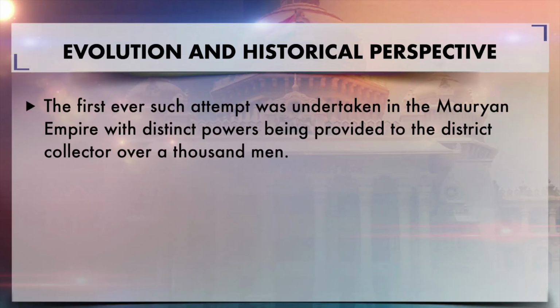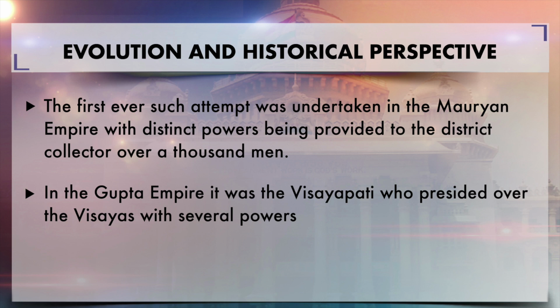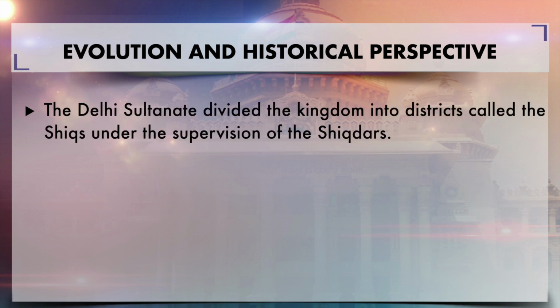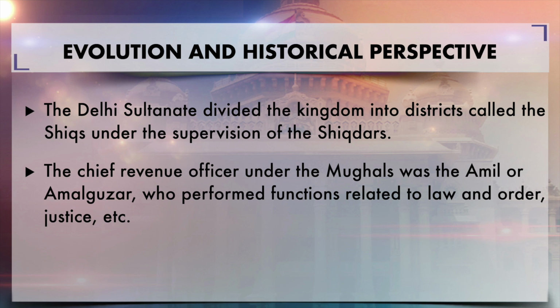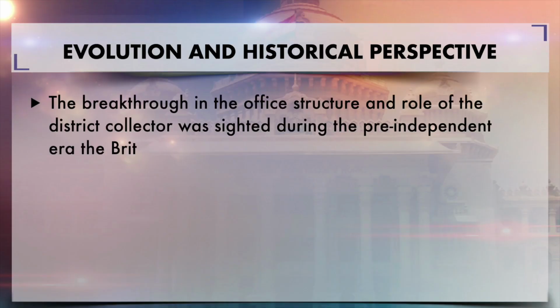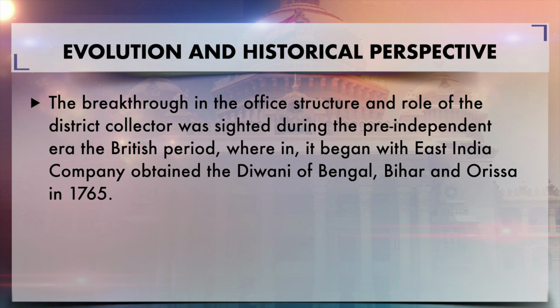The first ever such attempt was undertaken in the Mauryan Empire, with distinct powers being provided to the district officer over 1,000 men. Similarly, in the Gupta Empire, it was the Vishyapati who presided over the Vishyas with several powers. The Delhi Sultanate divided the kingdom into districts called Shiqs under the supervision of the Shiqdar. The chief revenue officer under the Mughals was the Amil or Amalguzar, who performed functions related to law and order, justice, etc., which the Britishers inherited.